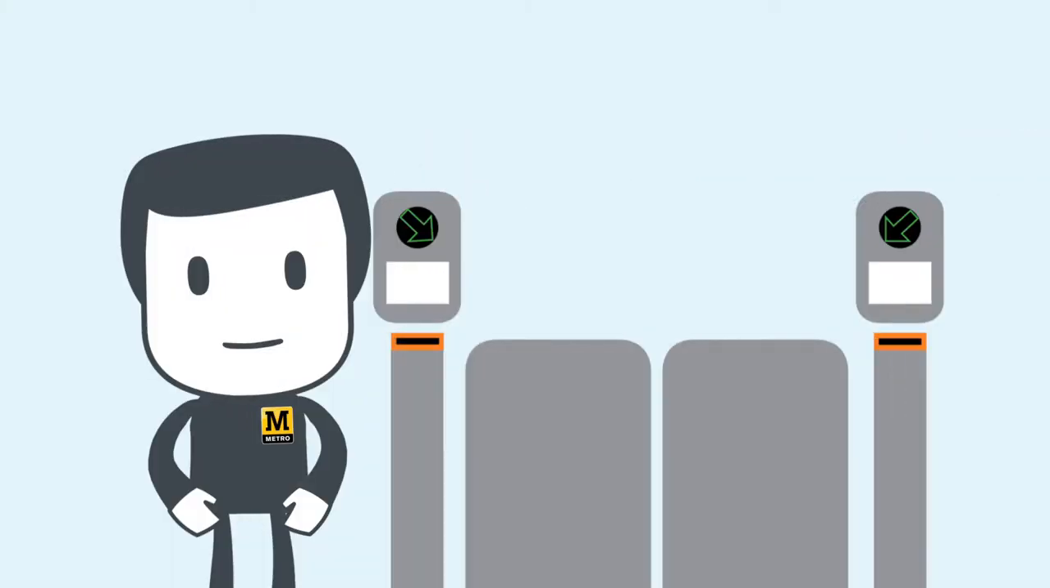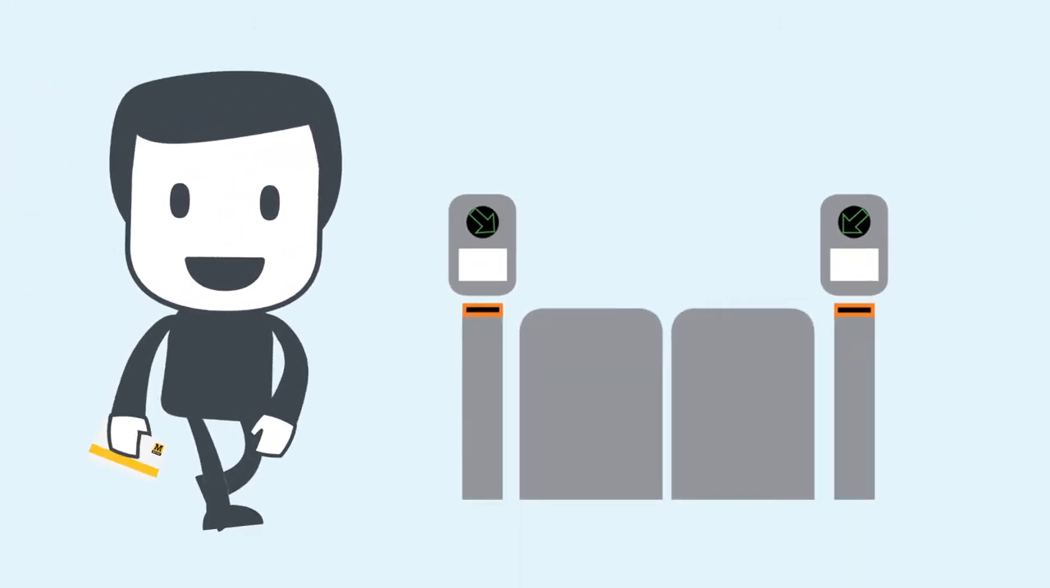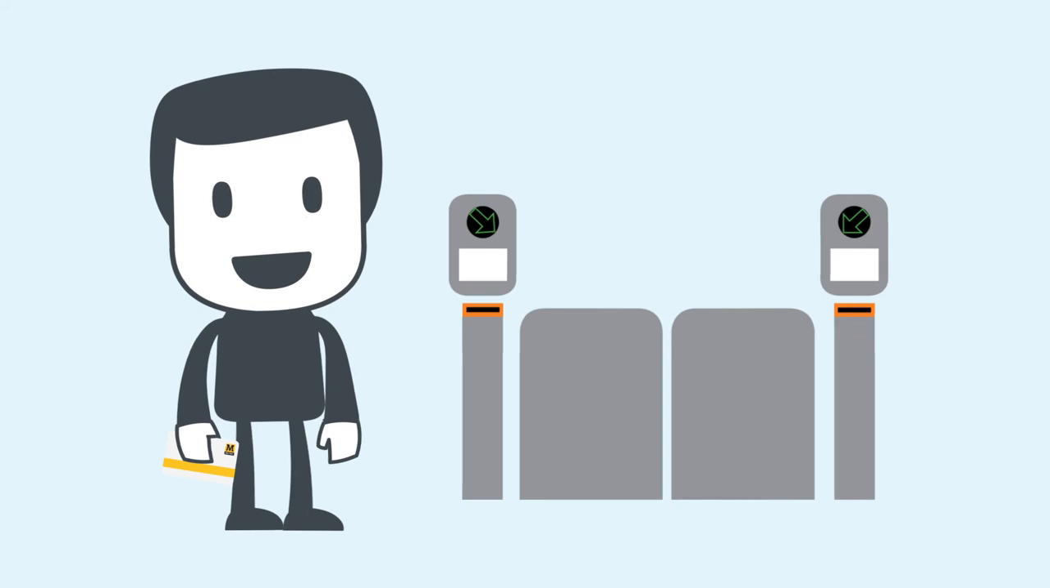If your ticket doesn't have a magnetic strip, just show it to a member of staff and they'll open the gate for you. When the gates are closed, there'll always be someone there to help.